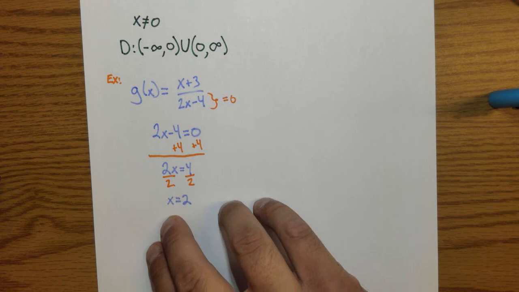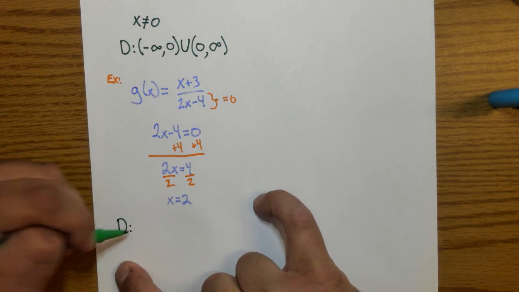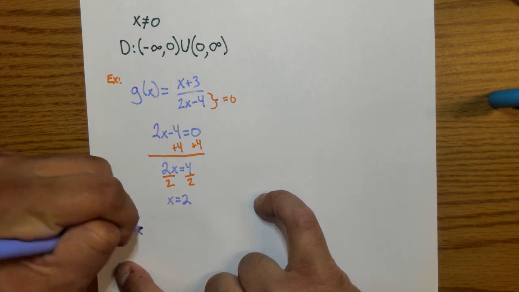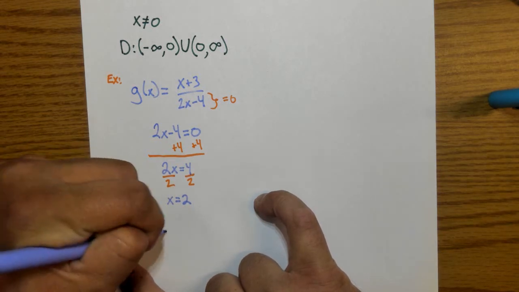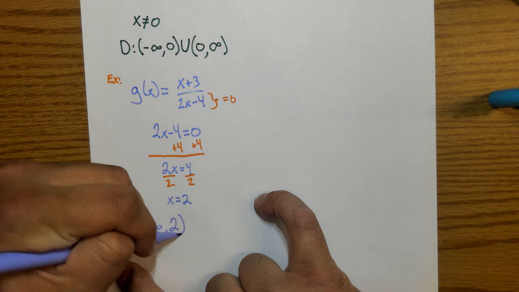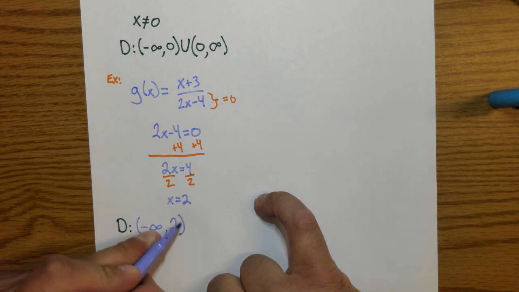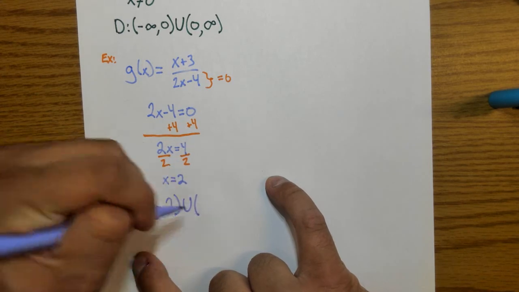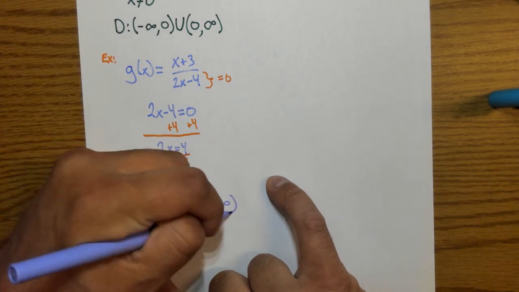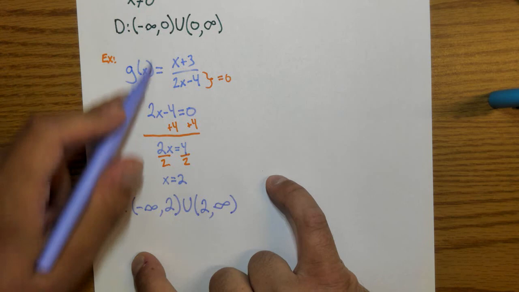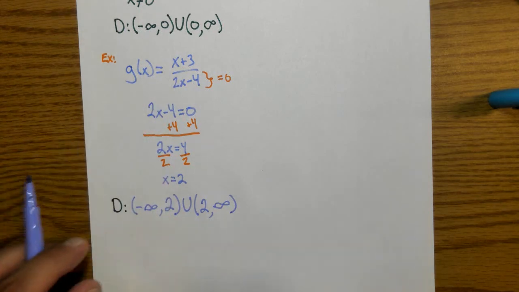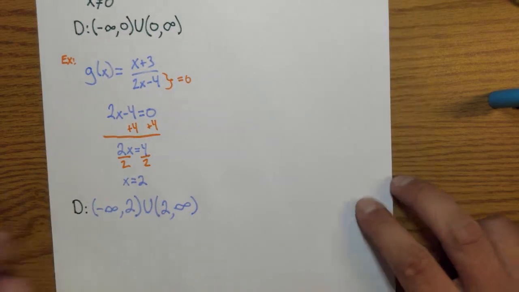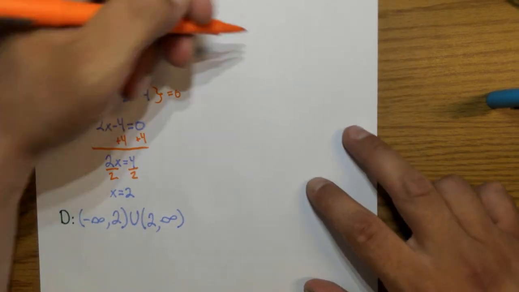So the domain, in this case, exists from negative infinity to 2, and I can't plug in 2, so I'm going to keep my parenthesis there, and that's not going to be a bracket. Then union 2 to positive infinity, because there are no other holes where I would get a 0 in the denominator. It's just that value at 2. So let's go over one more, just so we kind of have this down.